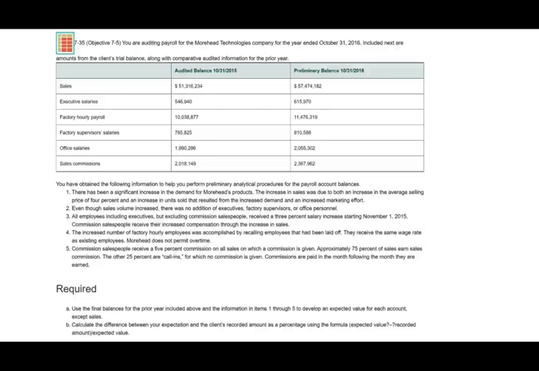You are auditing the payroll for M Technologies for the year ended October 31st, 2016. So here's what we are given. We are given the audited balances from the prior year. Those have already been audited. And we are given the information for sales, executive salaries, factory hourly payroll, factory supervisory salary, office salaries, and sales commission. Then we are given the unadjusted, preliminary balances for 10/31/2016. This is what the company gave you, and you have the prior year audited. So this is not audited.